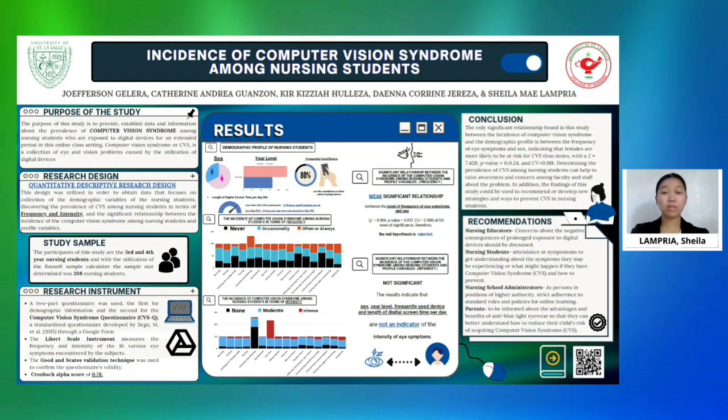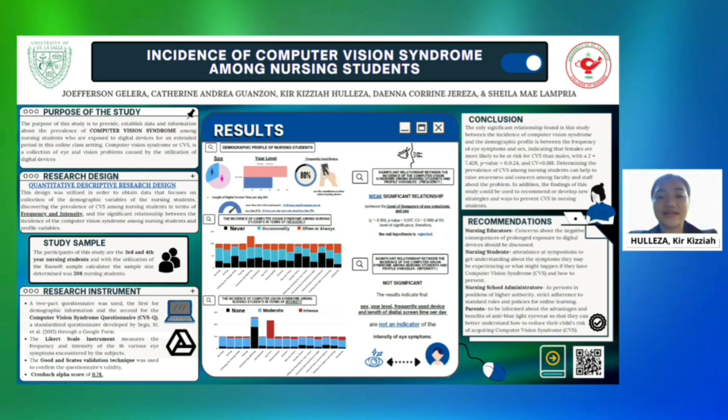Number 1, what is the demographic profile of nursing students according to sex, year level, frequently used device, and length of digital screen time per day? Number 2, what is the incidence of computer vision syndrome among nursing students in terms of frequency and intensity? Number 3, is there a significant relationship between the incidence of computer vision syndrome among nursing students and profile variables such as sex, year level, frequently used device, and length of digital screen time per day?